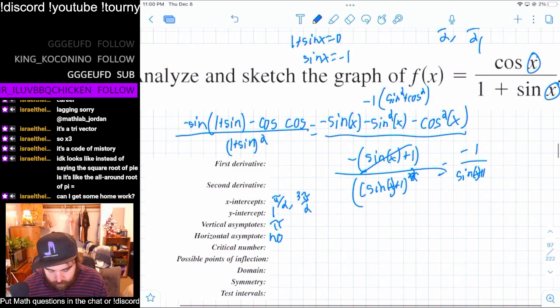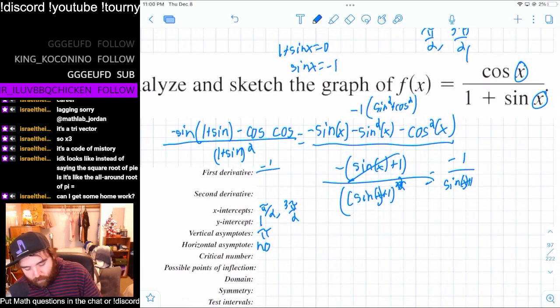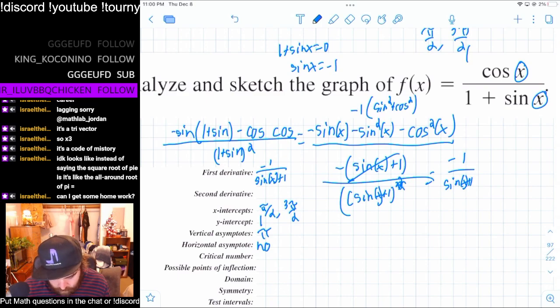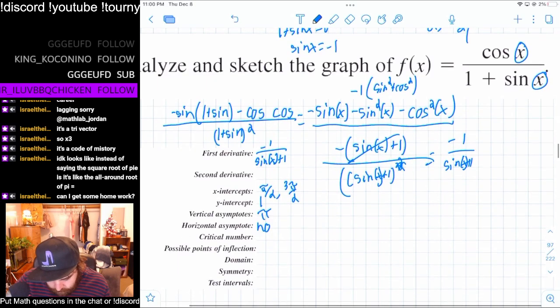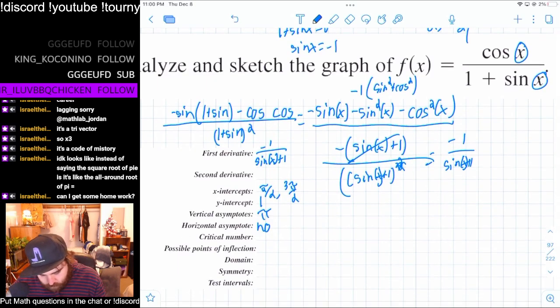That's very interesting. Negative 1 over sine of x plus 1. So this is going to have no critical numbers because that's never going to equal 0, because there's no numerator. But then now what if I take the second derivative? It's kind of like a quotient rule thing in a way.